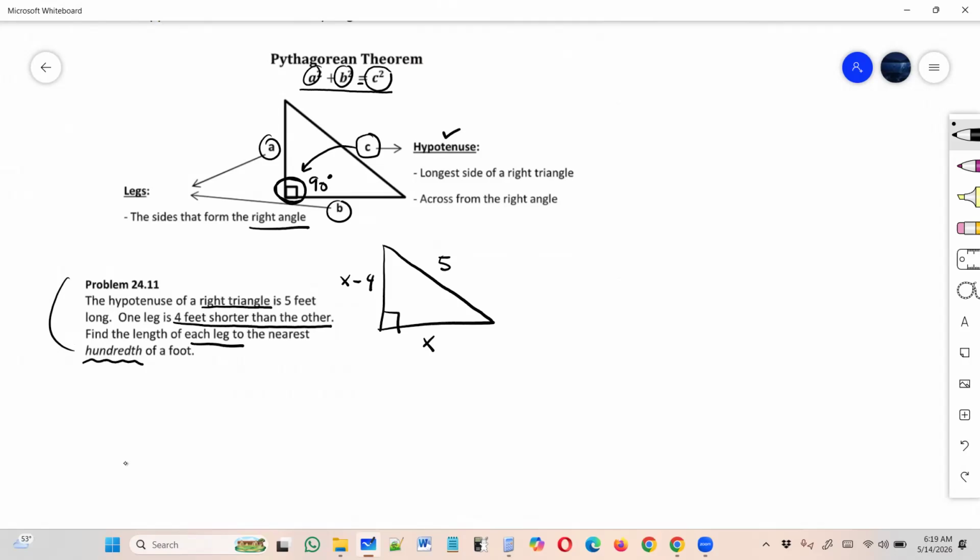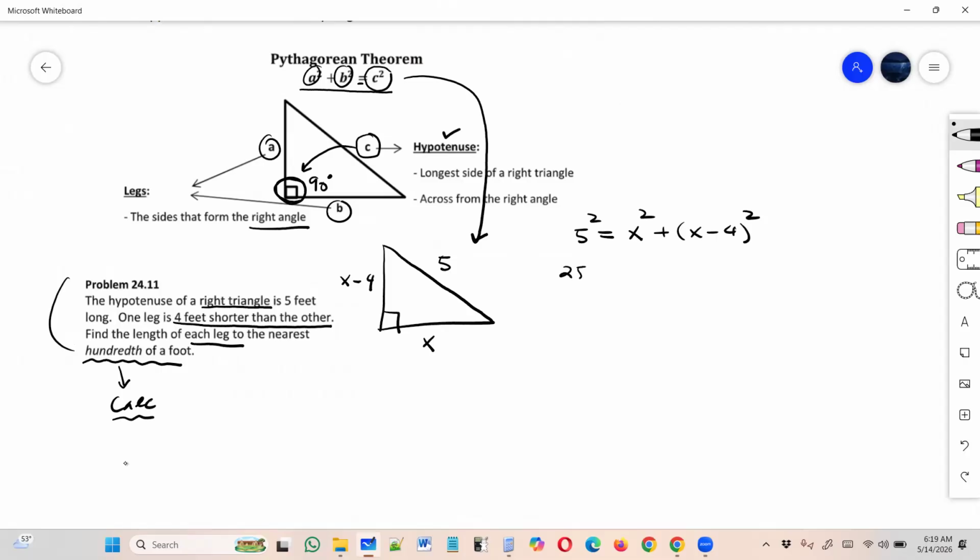Now, once they say to the 100th of a foot, that's an indication that you're going to have to use a calculator because the answer is not going to be exact. It's going to be an approximation. So once I have the picture, I can use the Pythagorean theorem right here to solve the problem. So hypotenuse squared, one leg squared, plus the other leg squared.